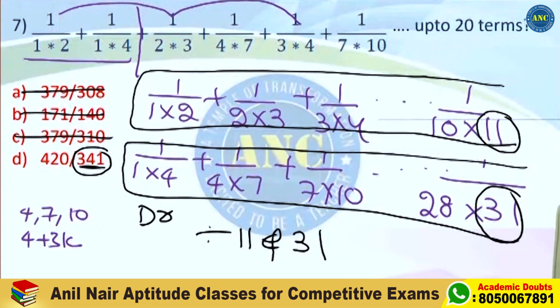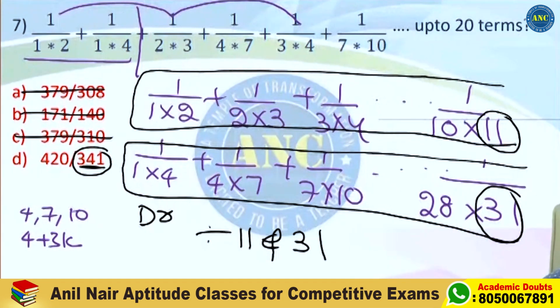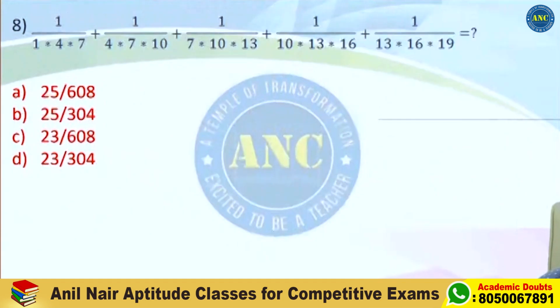Right? I will get 31. I hope it is clear. Right? 1 by 1 into 2, 2 into 3, and so on. 1 by 1 into 4, 1 by 28 into 31. Any doubts? Right, Johnson, why are you asking me not to repeat? If a student asks me to repeat it, it's my moral responsibility to repeat it. Just casually you might have said.